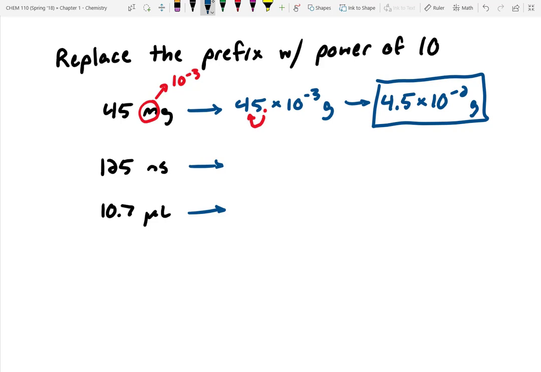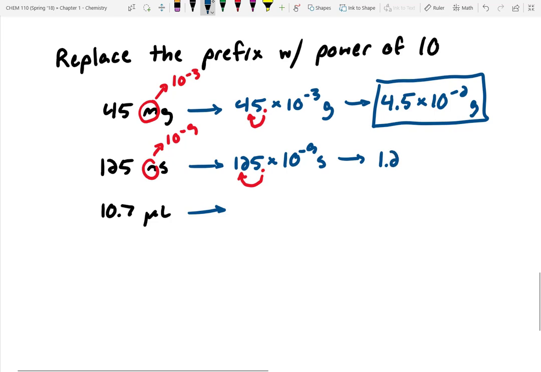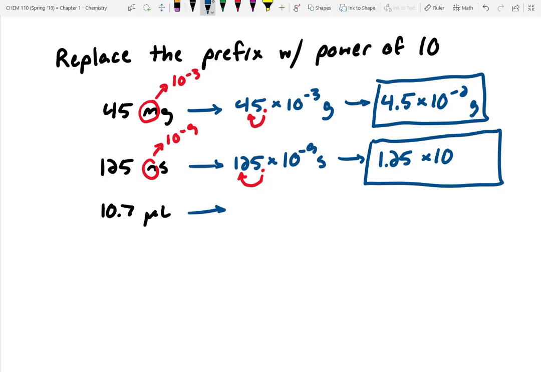All right, so what do you guys think for the next one? What does the nano unit stand for? 10 to the negative 9. So then we'd say this is the same thing as 125 times 10 to the negative 9 seconds. What will that be if we move this decimal point right after the 1? Okay, it's going to be 1.25 times 10 to the something. I want you to check with your neighbor and see if you agree. If you don't agree, try to explain it to your neighbor.